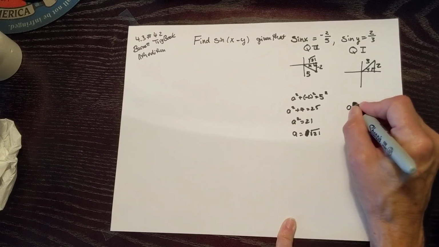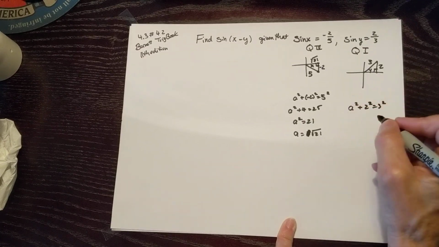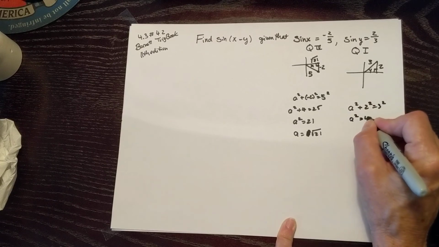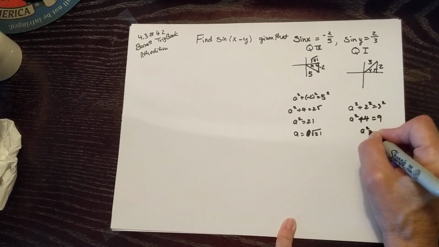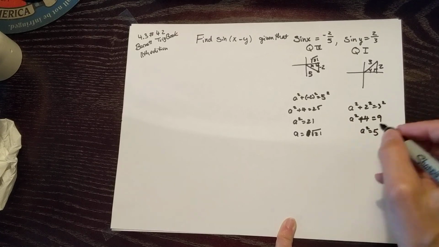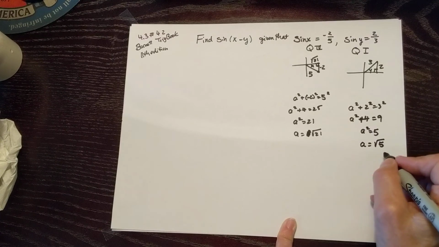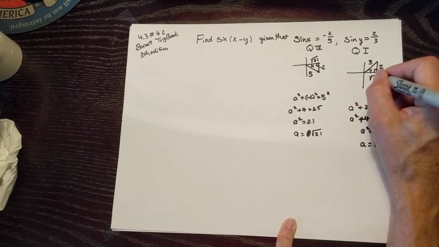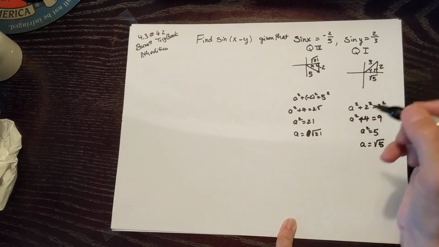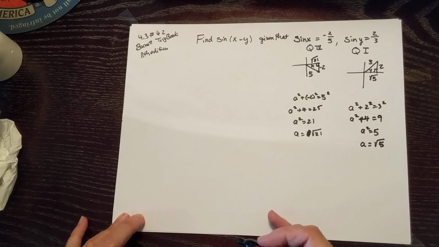So I'm going to say a squared plus 2 squared is equal to 3 squared. A squared plus 4 is equal to 9. A squared is equal to 9 minus 4, which is 5. A is equal to plus or minus the square root of 5, but I know it's going to be positive because I'm looking at quadrant 1, and the cosine, or the x value, is positive in quadrant 1. This is everything I need to know about angle y.